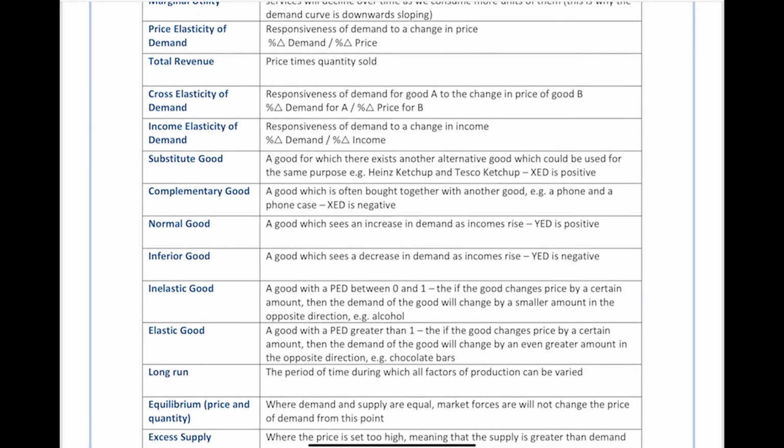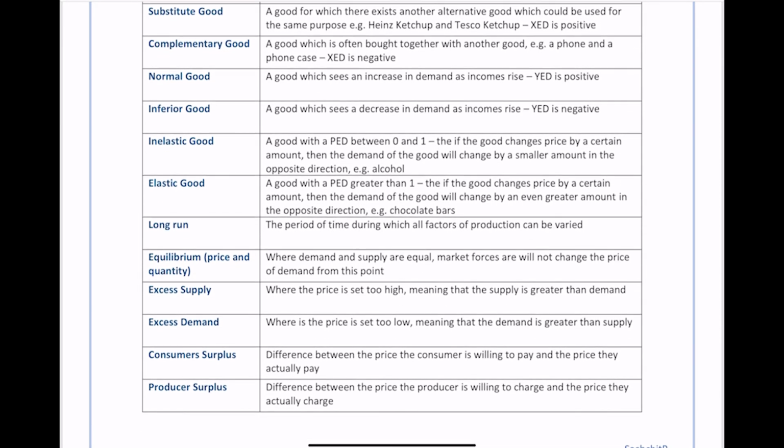Okay. And then we've got these things here. So we've got inelastic goods and elastic goods. An inelastic good is just a good which has a PED between 0 and 1. So if the good changes by price by a certain amount, then the demand of the good would change by a smaller amount in the opposite direction. So inelastic goods is, okay, the price changed a little bit, or let's say it changed a lot, but the demand hardly changed. So that's why it's inelastic.